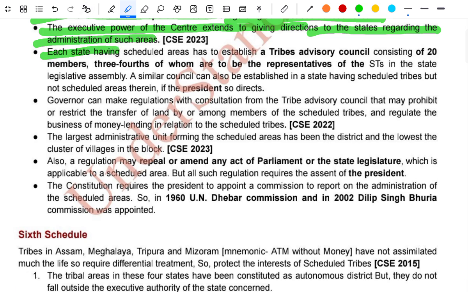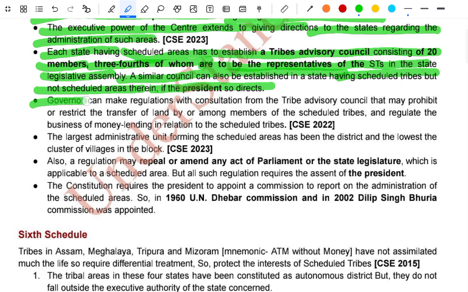Each state having a scheduled area has to establish a Tribal Advisory Council consisting of 20 members, three-fourths of whom are to be representatives of the ST in the state legislative assembly. A similar council can be established in a state having scheduled tribes but no scheduled area, if the President so directs.